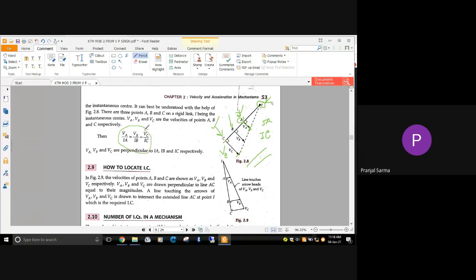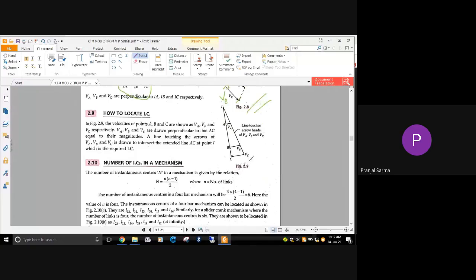And how can we correlate them? If VA, VB, and VC are the velocities of points A, B, and C, and these are the distances IA, IB, IC, then we can write VA by IA, the velocity of point A over its distance, equal to VB by IB equal to VC by IC. We can use this concept if we can locate the instantaneous center. Then we get the distance as per the scale, and from that we get the velocity value, and the direction is perpendicular to the link, which we already know.